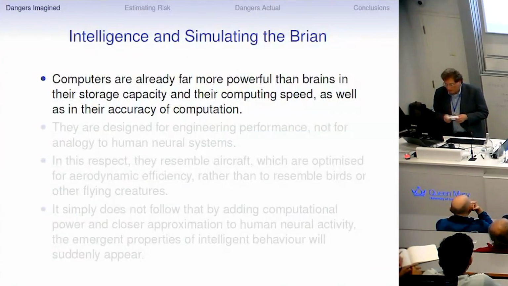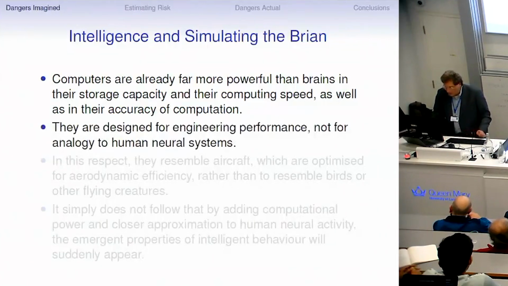So let's, again, go back to some of the earlier arguments that we saw from the computer science futurologists. So computers are already far more powerful than brains in storage capacity and computing speed. They have been for a long time. Also in their accuracy of computation. I mean, even calculators are, and certainly computers. Moreover, they're designed for engineering performance and not for analogy to human neural systems, right?